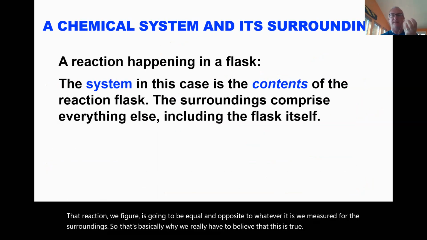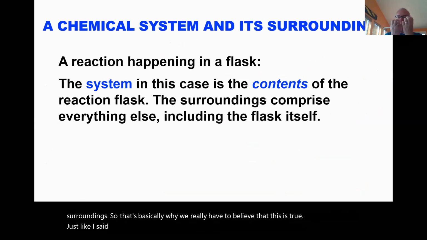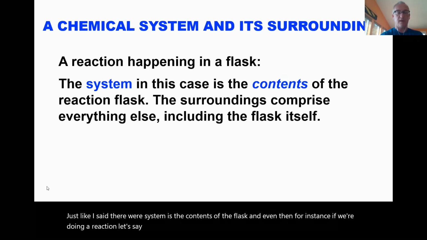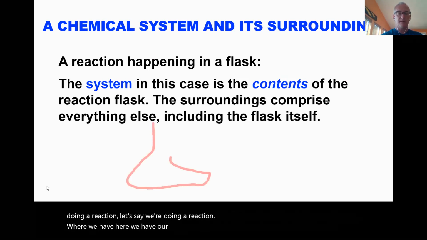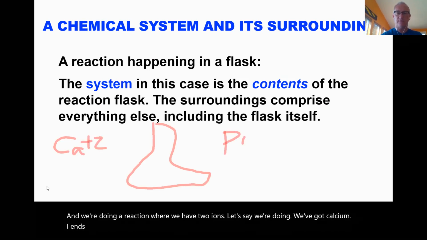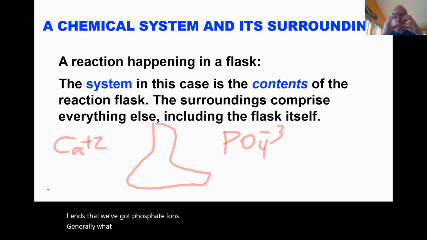Just like I said, the system is the contents of the flask. And even then, for instance, let's say we're doing a reaction where we have our flask. Here's our flask. And we're doing a reaction where we have 2 ions. Let's say we've got calcium ions and we've got phosphate ions. And generally what happens when calcium ions and phosphate ions get together?